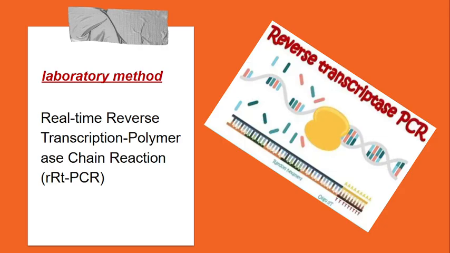Laboratory methods. The most common and accurate laboratory method to diagnose influenza is a PCR test, specifically the reverse transcription polymerase chain reaction. RT-PCR detects influenza genetic material, RNA. It is highly sensitive and specific. It can identify the type, A or B, and sometimes even the strain.